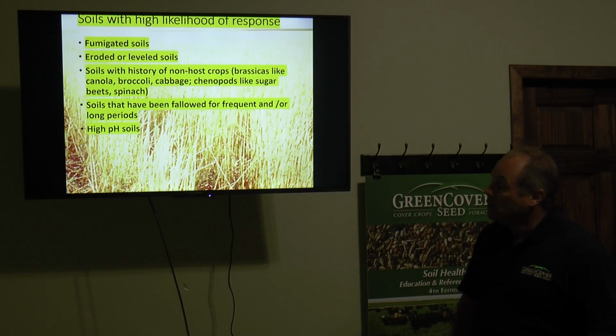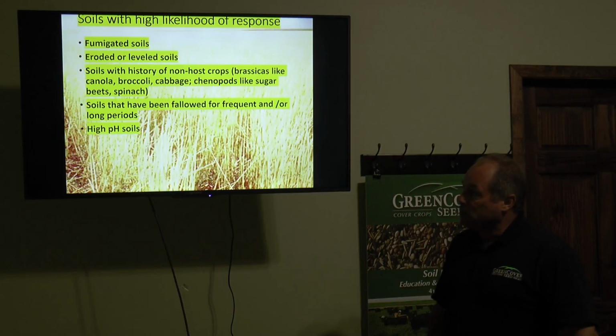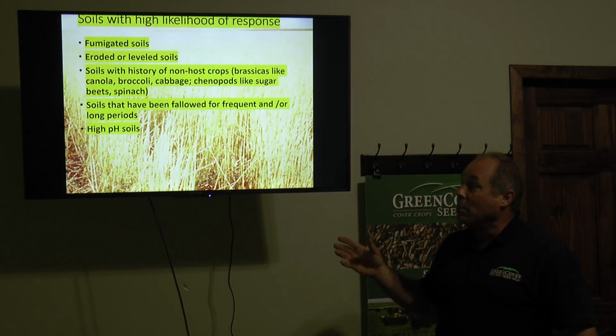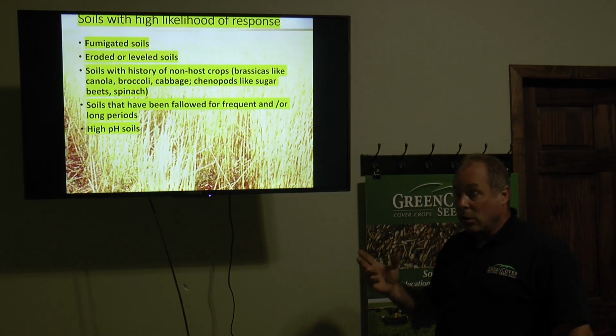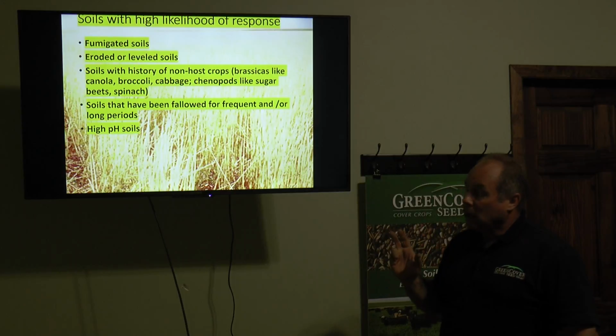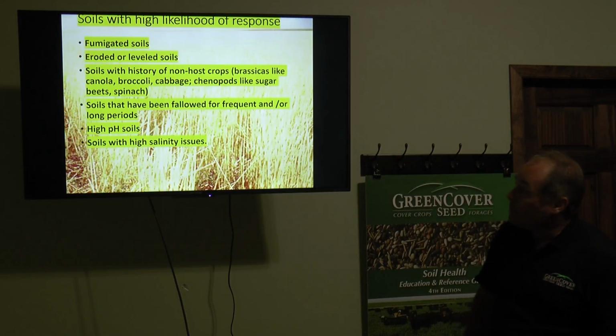Very high pH soils. Those high pH soils respond very well because the problem with high pH soils, especially high calcium soils, is that they tend to tie up micronutrients. When you inoculate crops on high pH soils with mycorrhizal fungi, those plants all of a sudden are able to access those micronutrients they couldn't before. So areas where there's iron deficiency, zinc deficiency, copper, manganese, any of the nutrients that are very difficult to come by in a high pH soil, mycorrhizal colonized plants are able to get better.